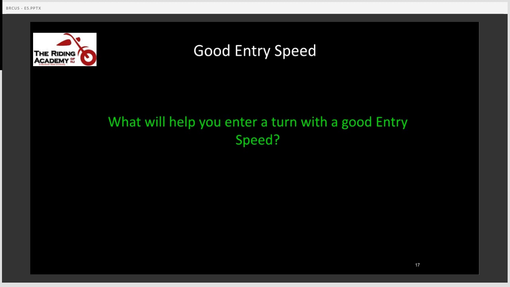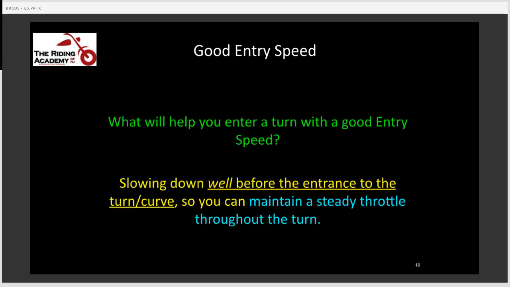Now, what's going to help you enter a turn with a good entry speed? Well, pretty obvious: slow down. I talked about it before. Slow down well before the entrance to the turn so you can maintain that steady throttle. As we said before, use the brake lights so you're letting people behind you know that you're slowing down. So maybe they see it, notice it, and maybe they'll back off.